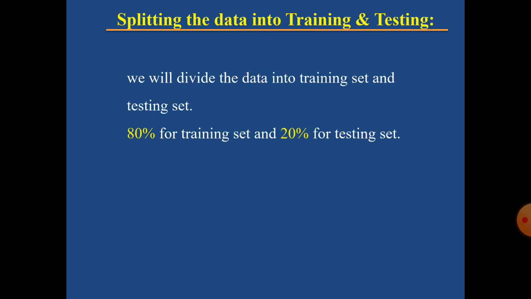Next we go for splitting the data into training set and testing set. Normally, suppose our data set consists of 1000 instances or 1000 samples or 800 samples or 1200 samples or 600 samples. Out of them, 80% of the entire data set is taken for training, and 20% of the data set is for testing purpose.